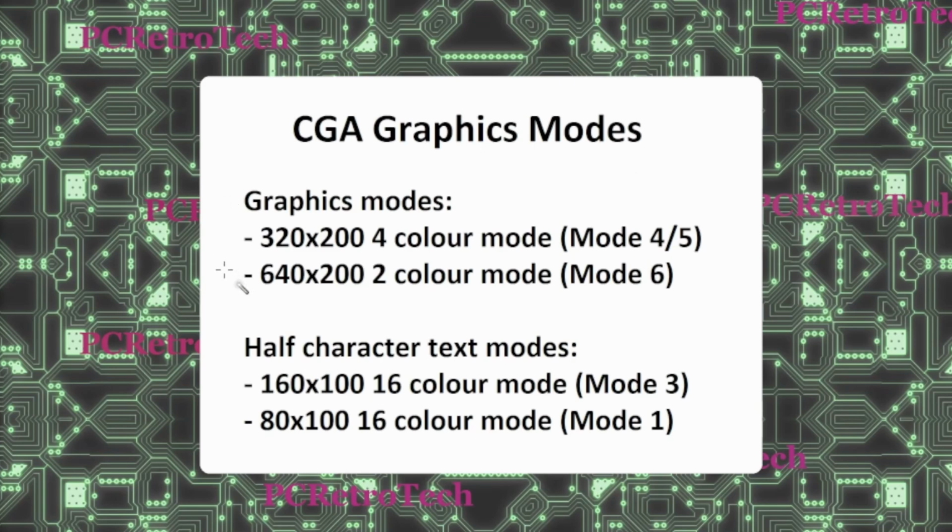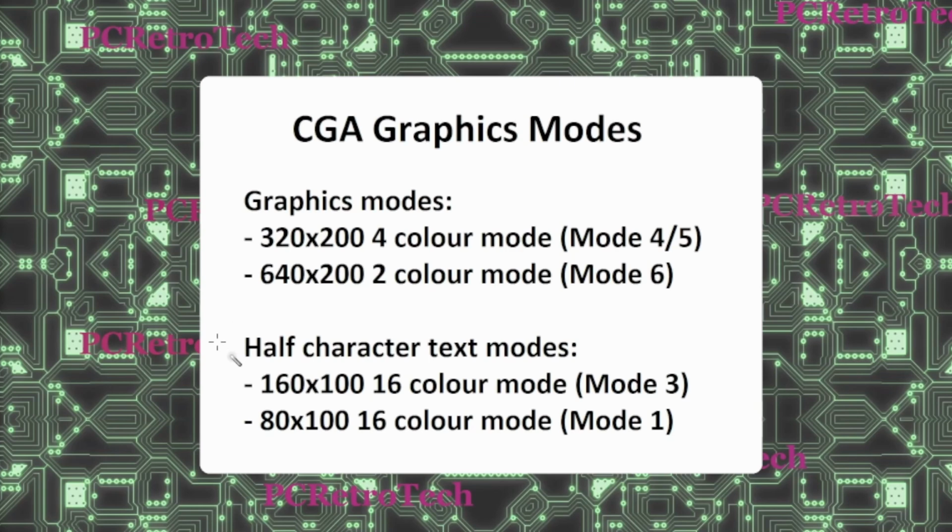And then there was the 640 by 200 2-color mode, and this had just black plus one other color, but it was at a higher resolution. And I haven't included it here because you don't get this on a genuine CGA monitor, but if you have a composite monitor, you could plug it into the composite output and get a 160 by 200 mode with 16 colors, or with a bunch of tricks you could actually get many more colors.